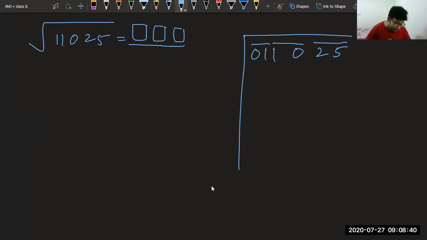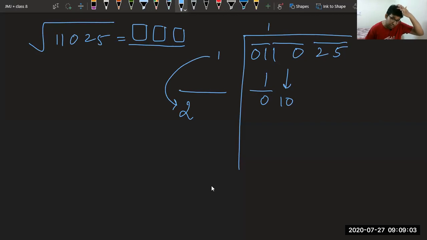Which number square is either 1 or less than 1? Very good ones. So we'll write like this. 1 ones are 1. We have got 0. 10 will come down. We will do twice of 1, which is 2. Now tell me, which number shall we take which can give us less than 10?